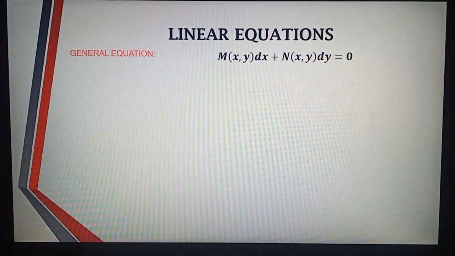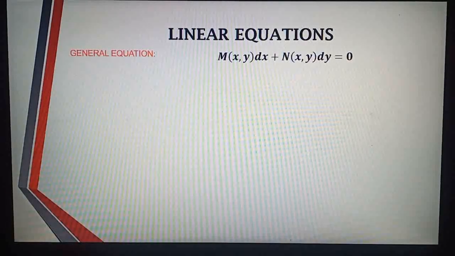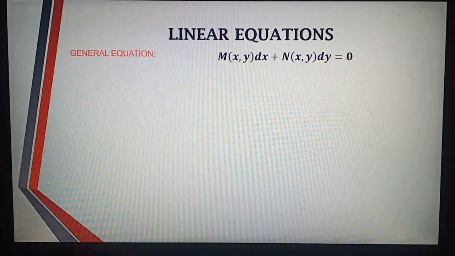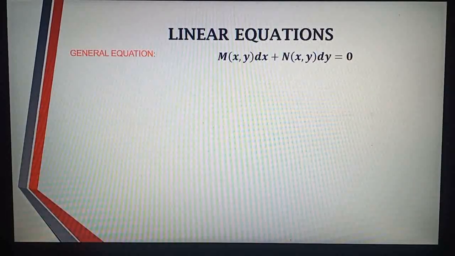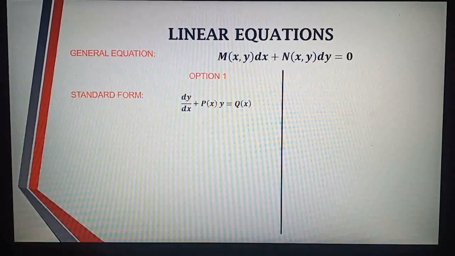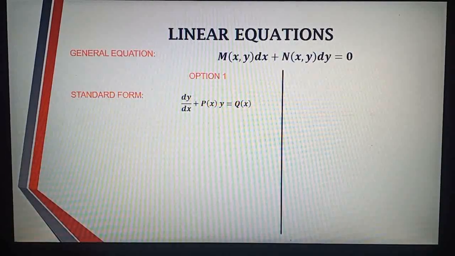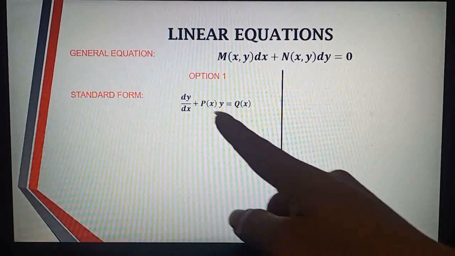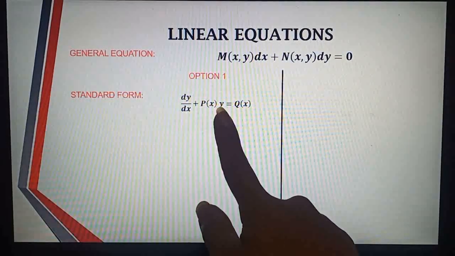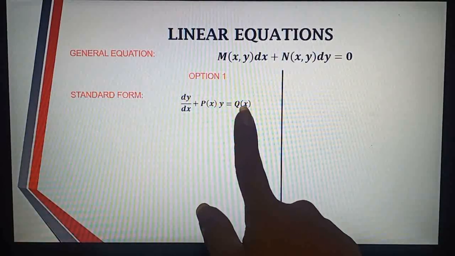Let's say you were given a general equation, which is M of x and y multiplied to dx plus N of x and y multiplied to dy equated to 0. So, kailan ba siya maco-consider as linear equation? First option is you must have a standard form of dy over dx plus the P of x multiplied to y equals the Q of x.